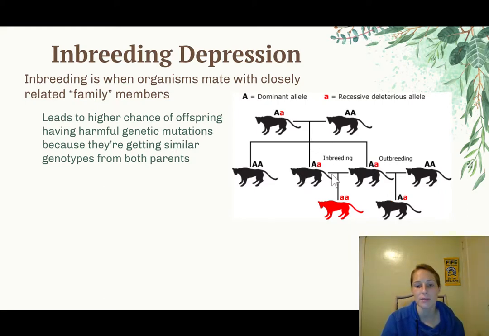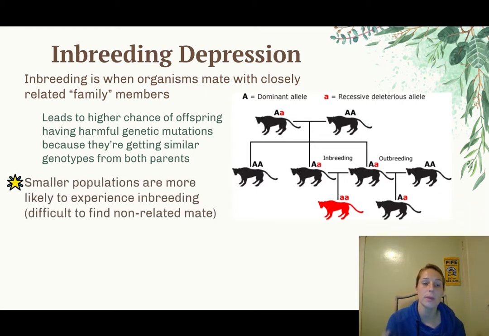However, if in these offspring you have like a sister mating with a brother and they both happen to have that allele, it's going to be much more likely that an offspring will end up with both of these alleles, so they will have this harmful genetic mutation because of inbreeding that occurred.